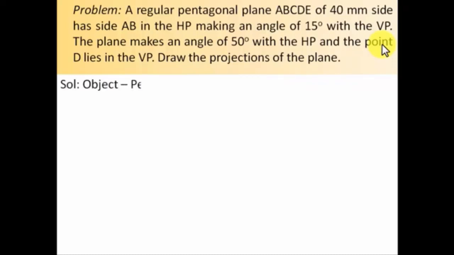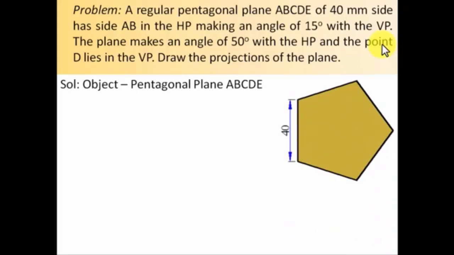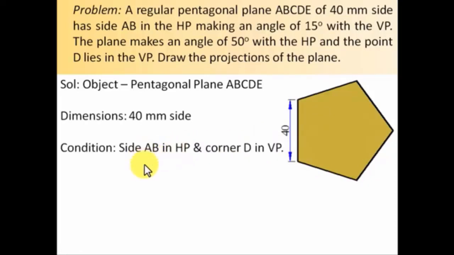So we have this object in front of us in the form of a pentagonal plane, 40 mm side. All the sides are 40 mm each, in fact, and you know very well that all of these internal angles are 108 degrees each. Now secondly, let's move further. We have this condition, side AB in the HP and corner D in the VP. So we've got to make sure that all these conditions reflect perfectly in the final drawing. All right, let's move ahead.